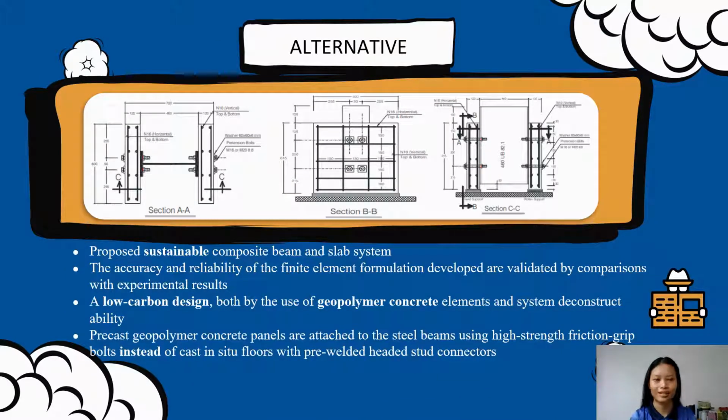The alternative to this problem is to propose a sustainable composite beam and slab system, a low carbon design both by the use of geopolymer concrete elements and system deconstructability. The precast geopolymer concrete panels are attached to the steel beam using high-strength friction grip bolts instead of cast in situ floor with pre-welded headed stud connectors.